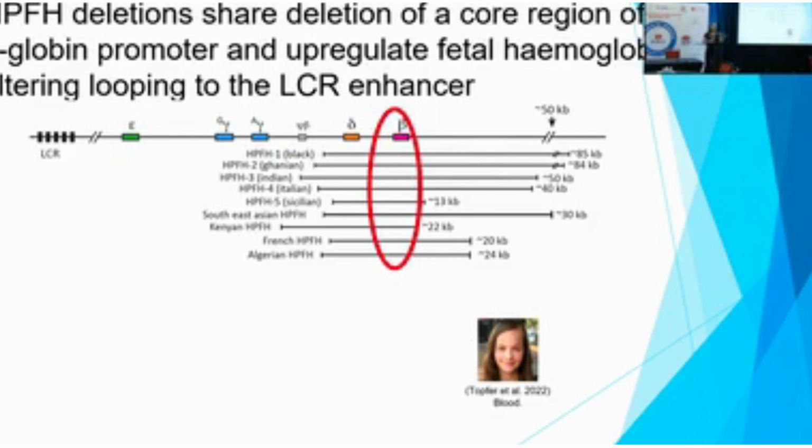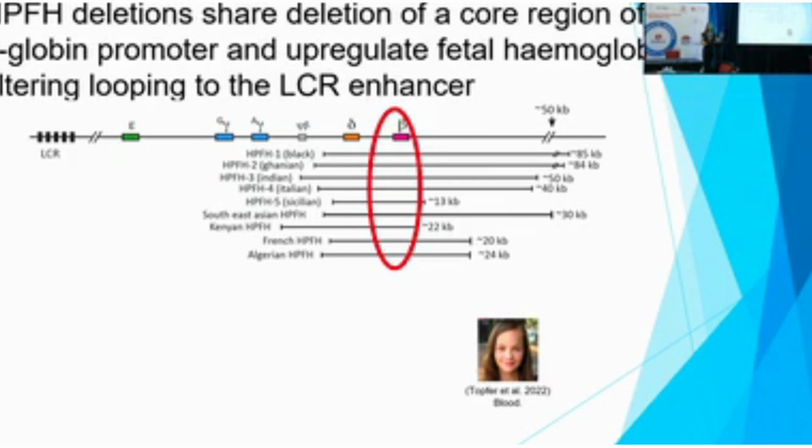And what we noticed, and this is work done by Sarah Topfer, who was also a PhD student in our group, was that there was a common region. So when we lined up all the deletions, what we could see was that they centred around a region just upstream of the beta globin gene. So we wanted to focus on that part of the genome in detail and see whether that might be the reason why all these different deletions cause the upregulation of fetal hemoglobin.